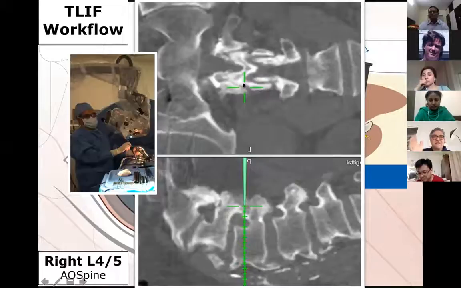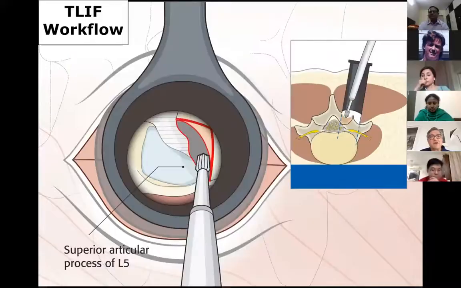It shows you the pars. So you know exactly where you have to drill to, from the inferior edge of the L4 lamina, for example. So you do that, you drill from the inferior edge of the L4 lamina towards the pars here, you remove the piece of bone and then you use that for your fusion later on. And this, by the way, is exactly the same that you would do with open TLIF surgery as well.